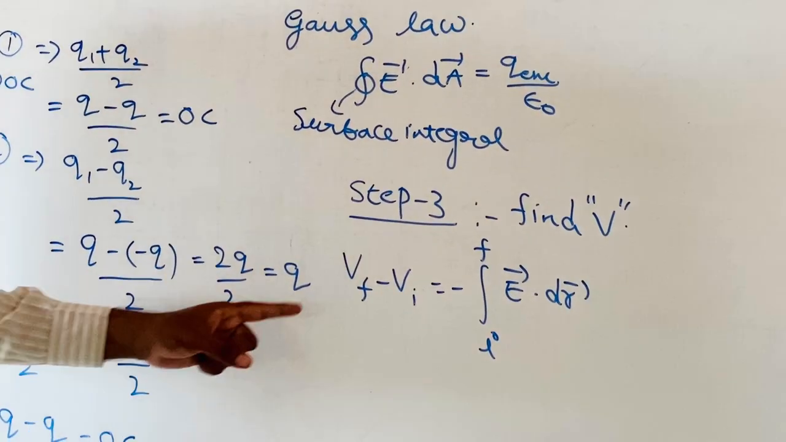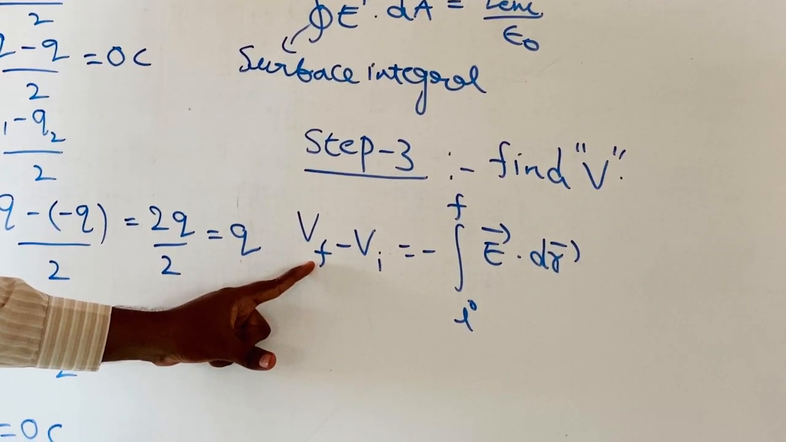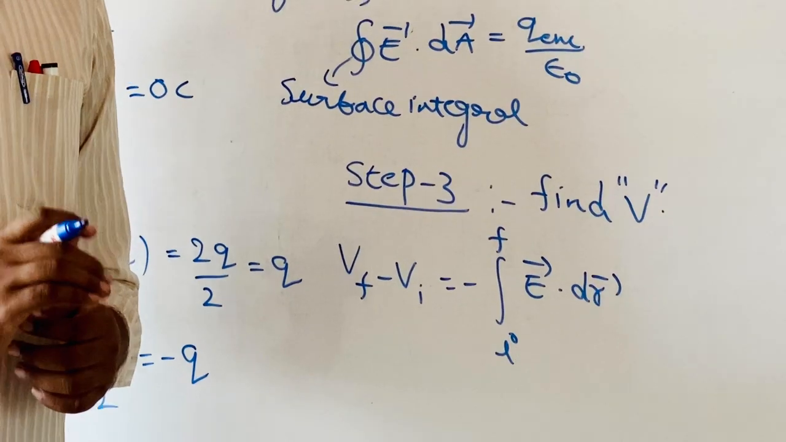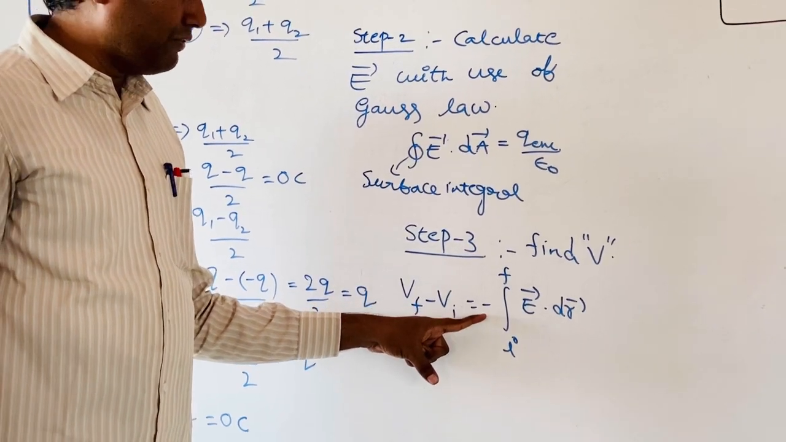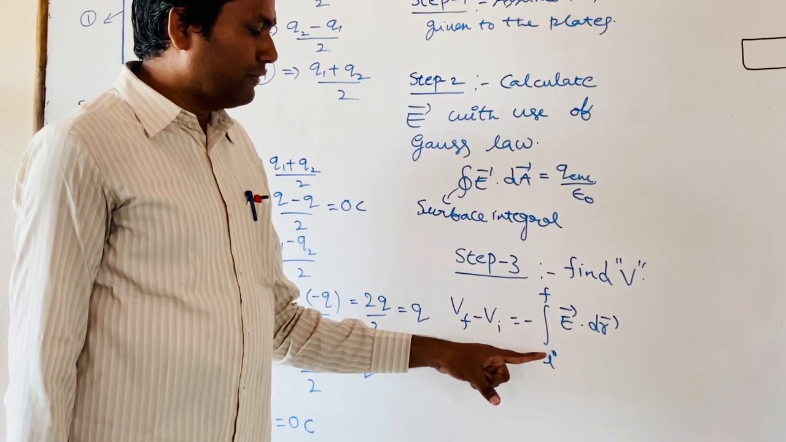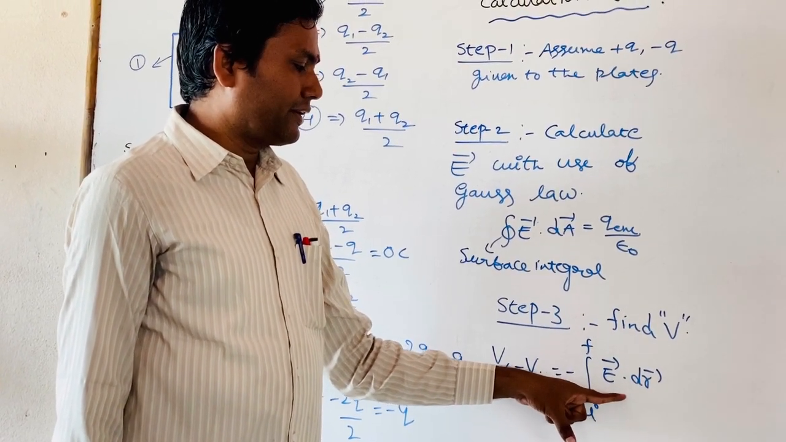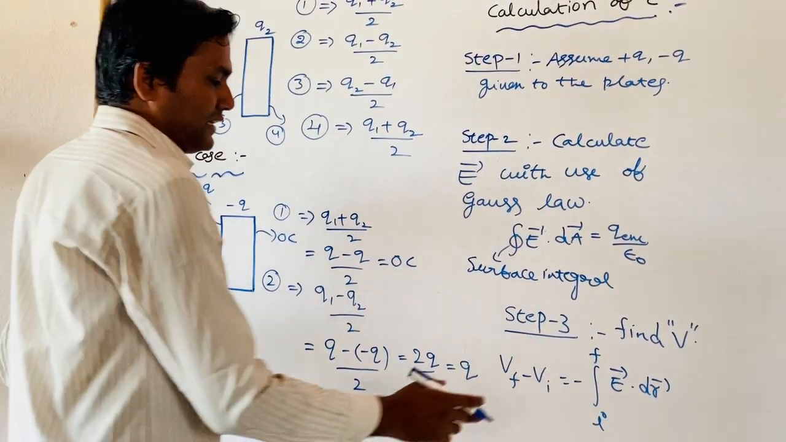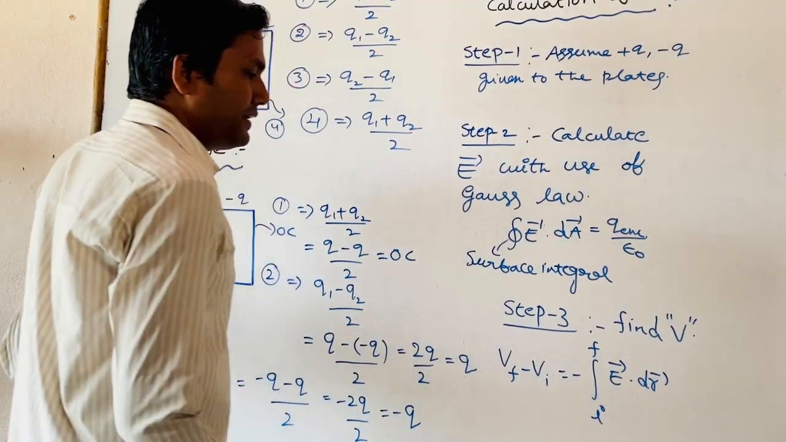Okay. Here i indicates initial position, f indicates final position. Whenever you are moving from initial position to final position in the electric field, that change is Vf minus Vi. This is always equal to the negative of this line integral, where the line integral serves for us to perform the integration from initial to final over the electric field. E bar is the electric field vector, dr bar is the displacement vector. Okay, so use this expression to calculate the potential difference. Next, step 4.